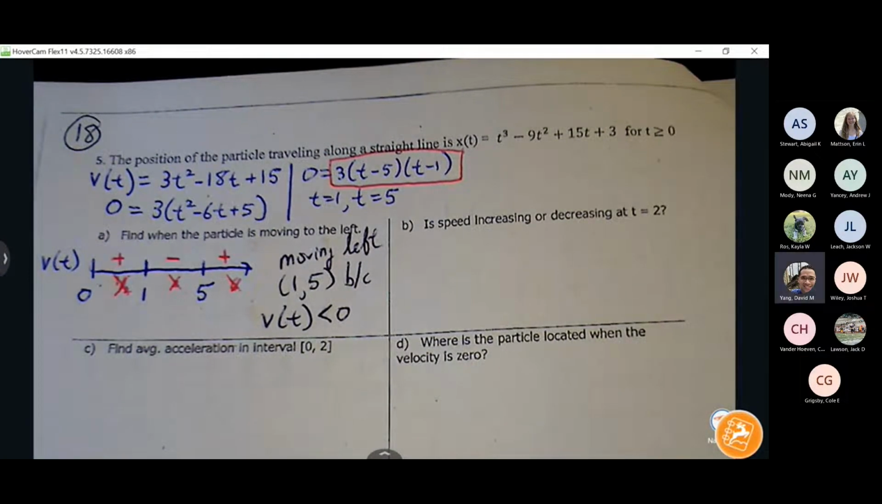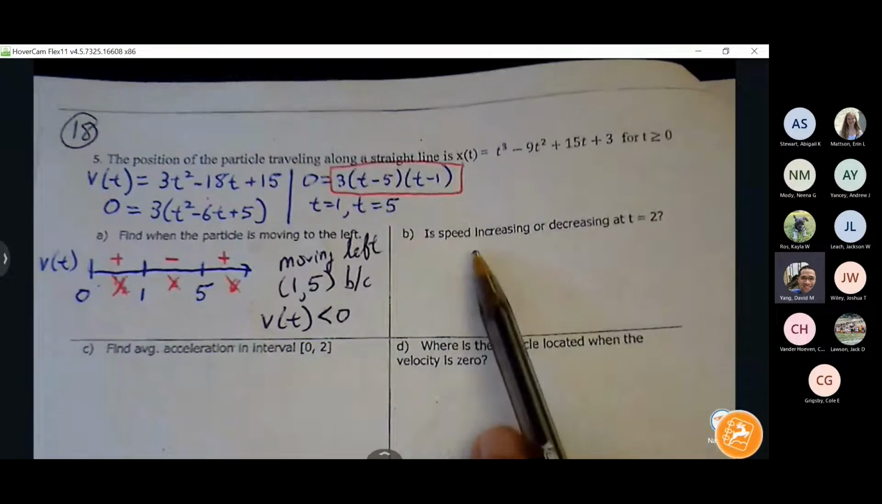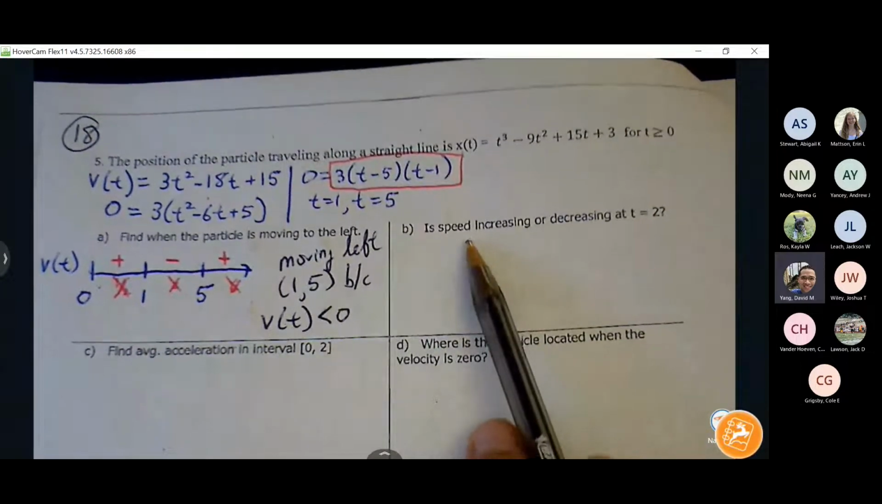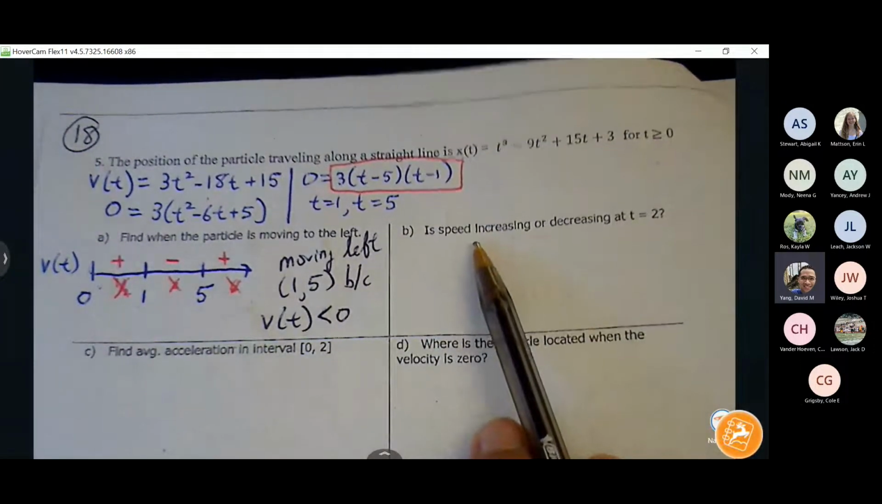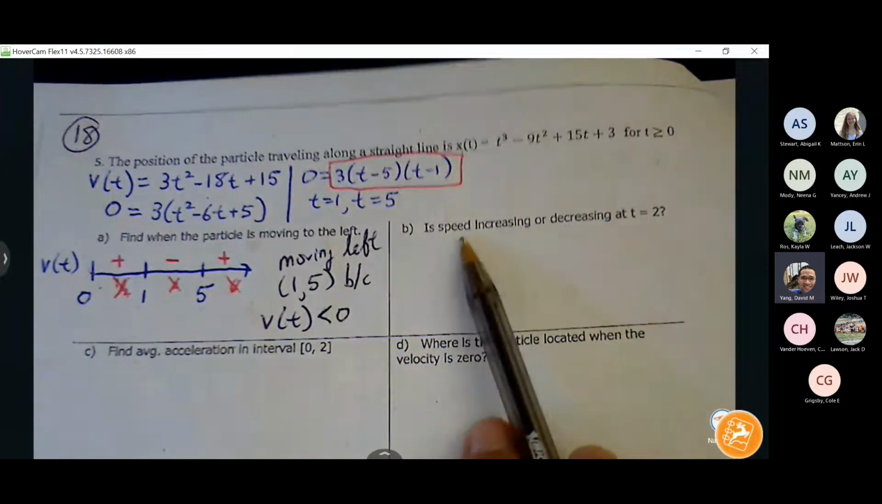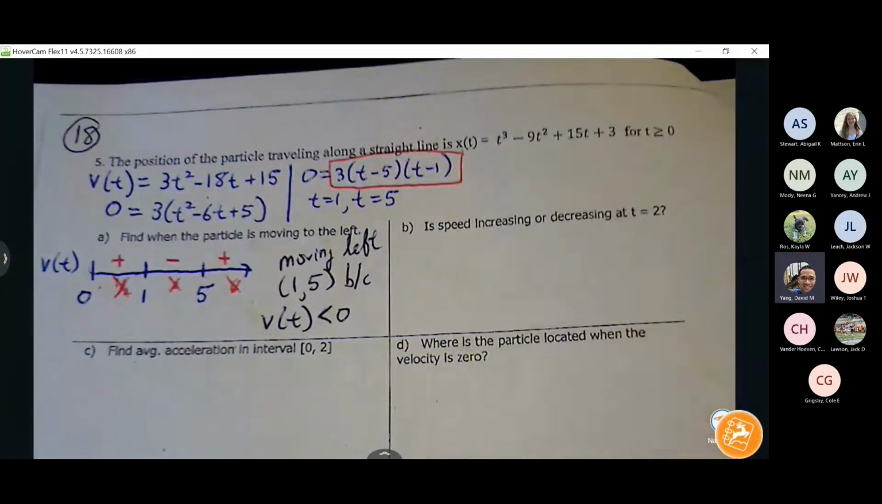Okay, part B, is the speed increasing or decreasing at t equals 2? Well, what's the strategy there? We've got to look at two things, right? Speed increasing, that means we can do velocity and acceleration, compare their signs. Are they the same signs or are they different?